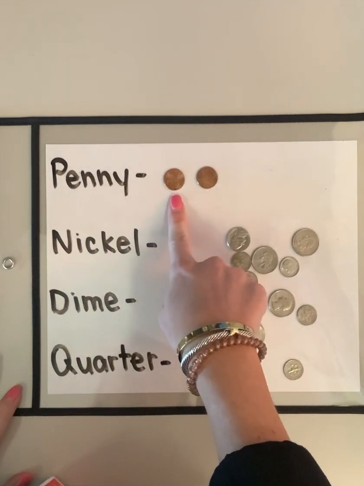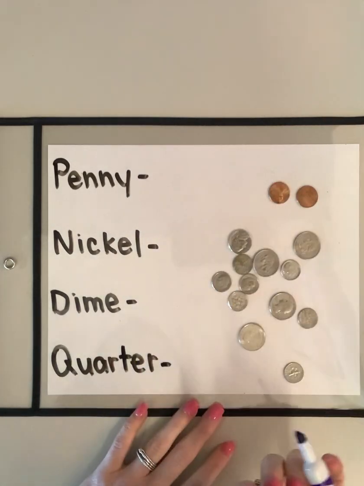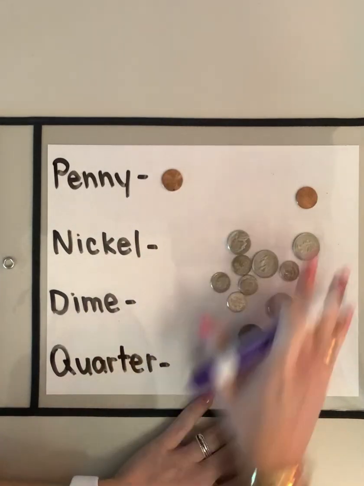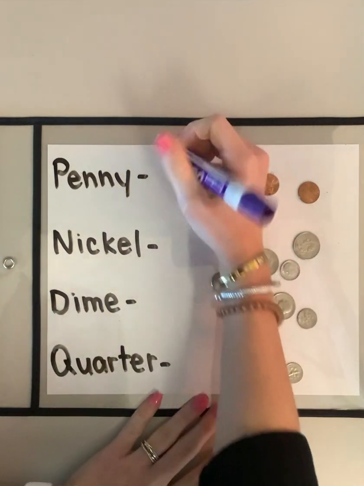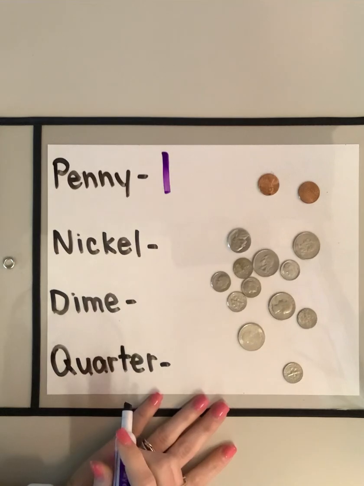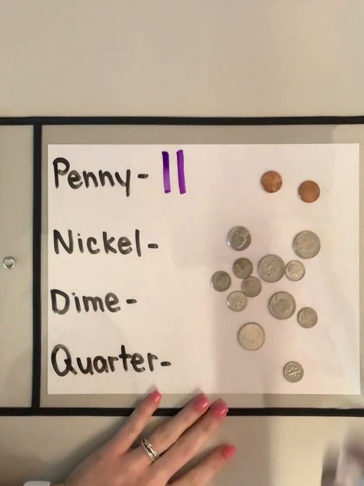So let's count together how many pennies I have. Ready? 1, 2. 2 pennies. Now we're going to draw 2 tally marks. 1 tally mark for this penny and 1 for this penny. When I draw a tally mark, remember I'm drawing one line. There's 1 penny and there's 2 pennies.